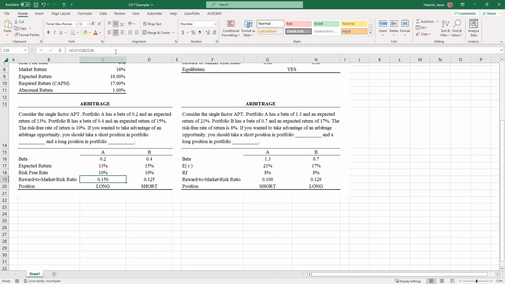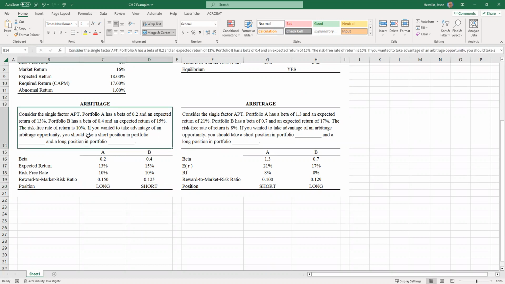But you do the same calculation that you did in the equilibrium calculation. And when they're not the same, that's how you do it. And that answers the question here. If you want to take advantage of an arbitrage opportunity, you should take a short position in portfolio B and a long position in portfolio A. That's how you answer the question in there.